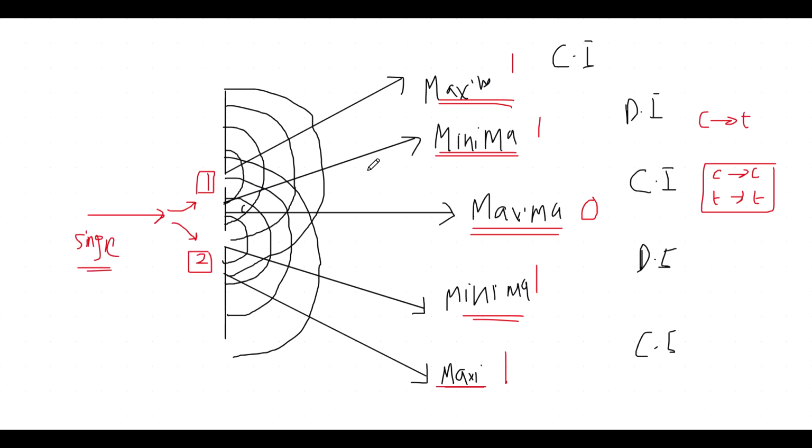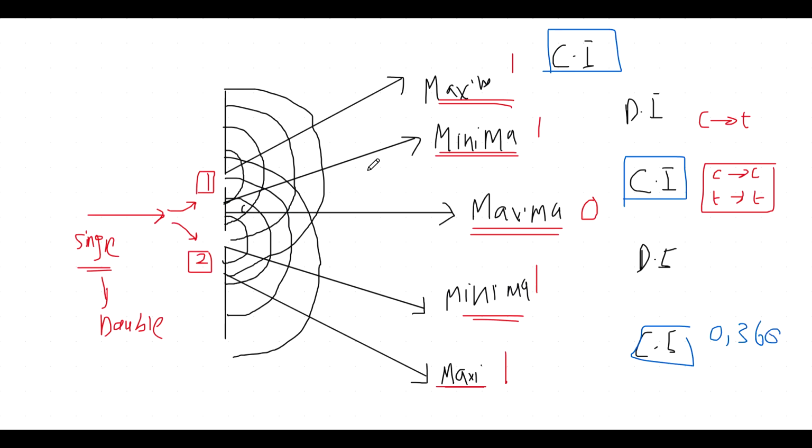Got it? Good. Moreover, in constructive interference, the phase difference of the two waves is either 0 or 360. But when we talk about destructive interference, the phase difference between the two waves is either 180 or 270, because they are out of phase. In both of these, the phase difference will be either 180 or 270. Got it? Okay.